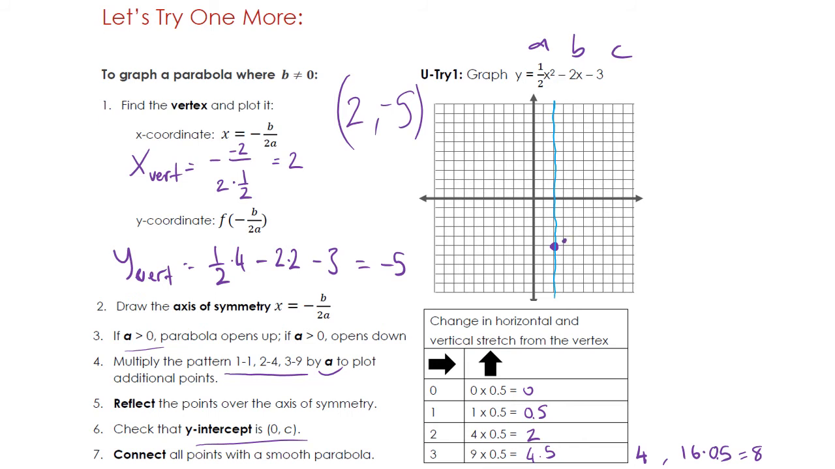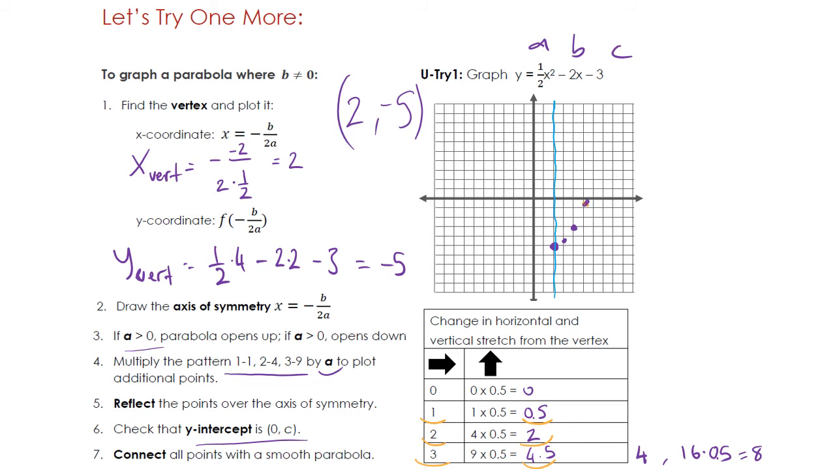Then we will go 2 away and 2 up. This is where I got my numbers. 1 away, 0.5 up. 2 away, 2 up. 3 away, 4.5 up. 3 away from vertex, 4.5 up as approximate as possible.